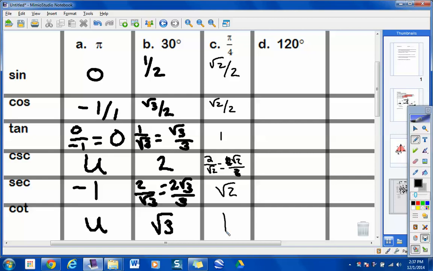Okay. Jackie, you ready, buddy? Yeah. Okay, sine value at 120. Root 3 over 2. What's cosine? Negative 1/2.